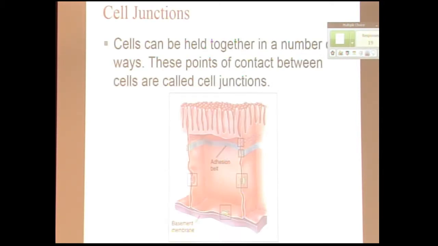So all your tissues, especially the epithelial cells, are connected to each other in different ways. We're going to go through 3 of them right now: the adherens junctions, the tight junctions, and the gap junctions. And just remember that's 3 different kinds of connections between 2 different cells.